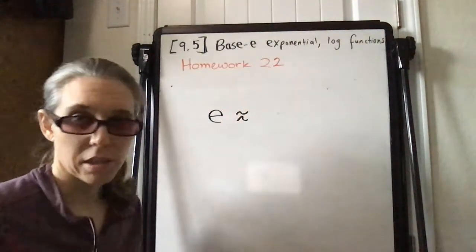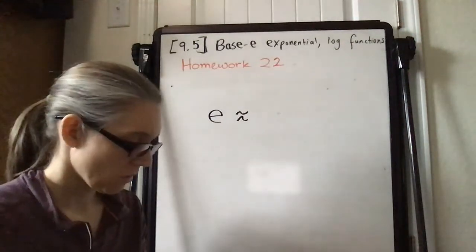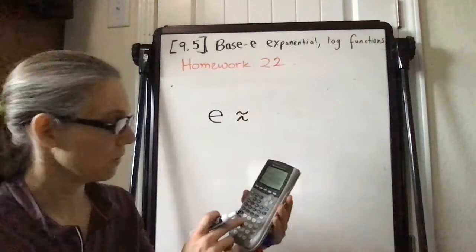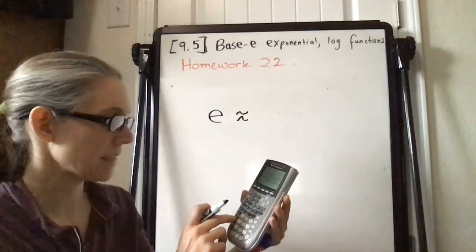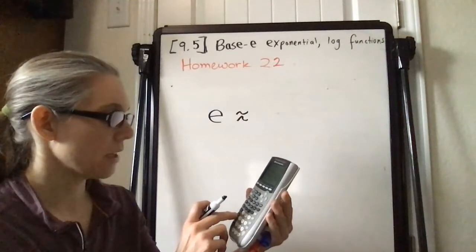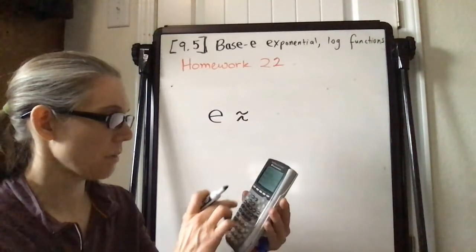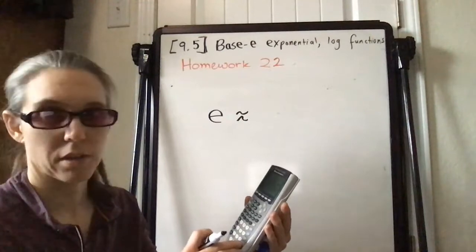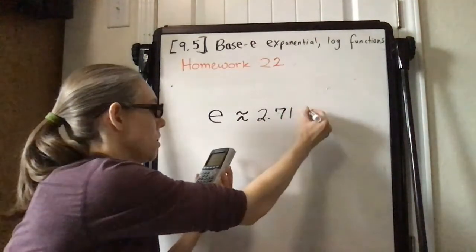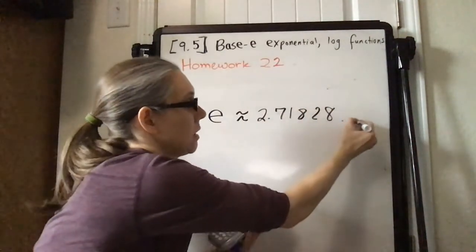It's approximately, and you can find this on your calculator, to find e, go to the number 4. To the left of the number 4, there is a button that says LN. And above LN it says e to the x. So if you type in e to the first power on the calculator, you get about 2.71828.